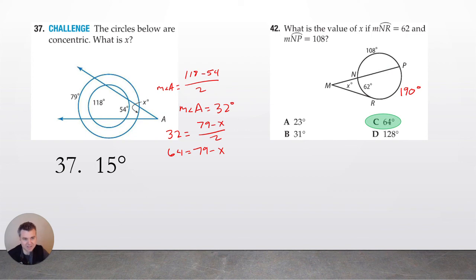Just nailing the scale here. And then I know that x is equal to 190 minus 62 divided by 2. 190 minus 62, that is 128. And 128 divided by 2 is 64 degrees.